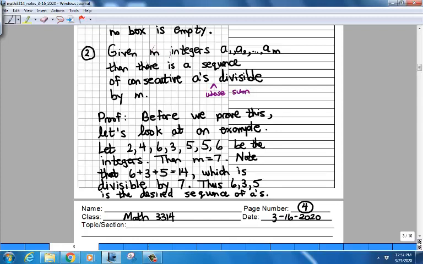6 plus 3 plus 5, that subsequence of those 3s, in this case happens to be right in the middle of my collection. When you add that up, you get 14, of course, and 14 is divisible by 7, the number of numbers in the collection. If you look hard enough here, you might be able to find another subsequence that is divisible by 7.